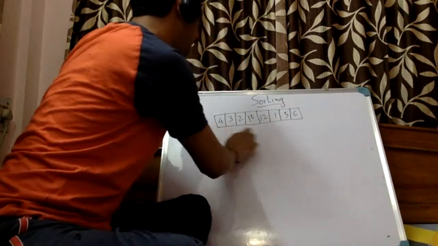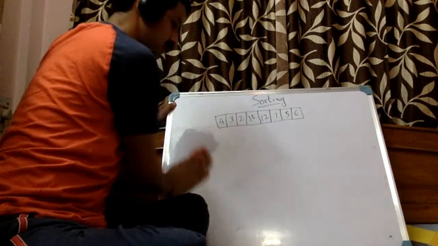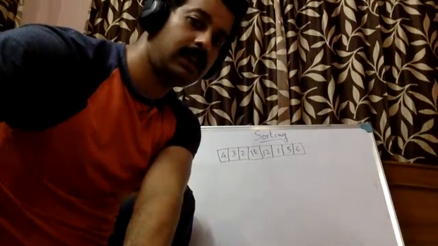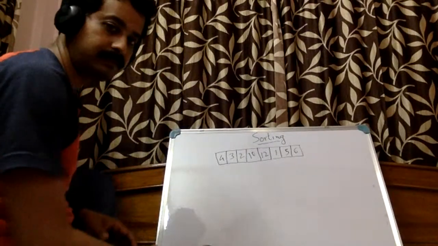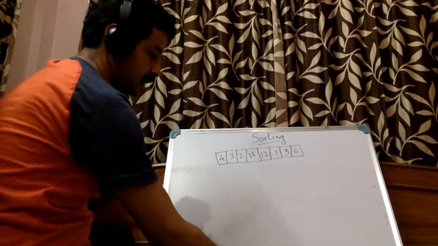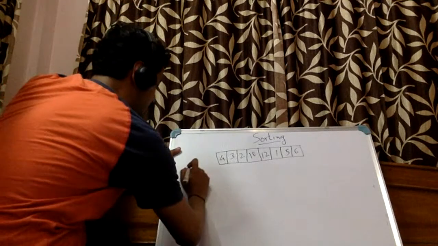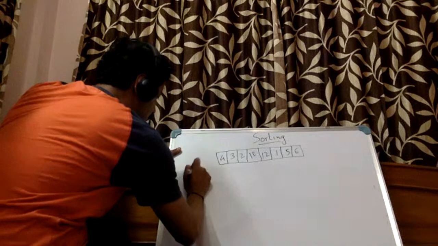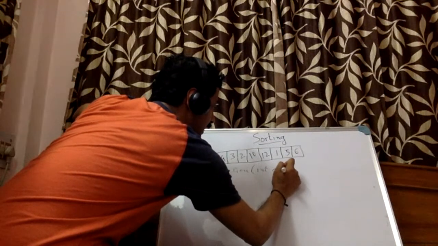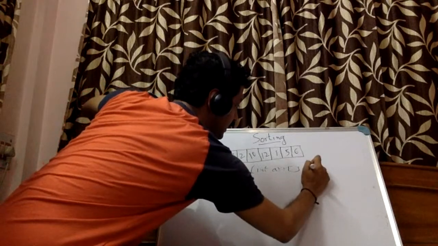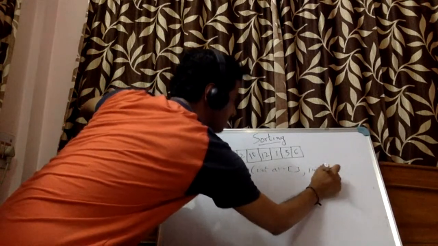Okay, I will write only the function. So here is the function for insertion sort. I have an array, integer arr, and then integer n.